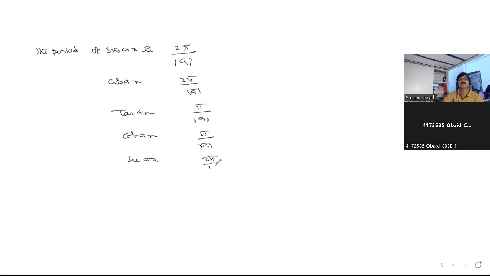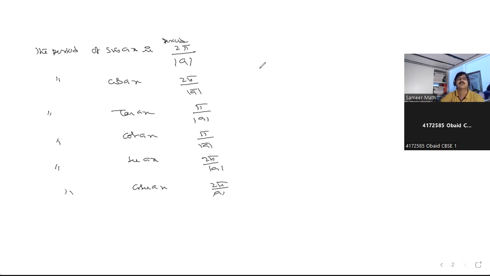2 pi by mod a. Right? This is the period. Same as it is, even though for cosecant ax it is also 2 pi by mod a, you are getting here like this.